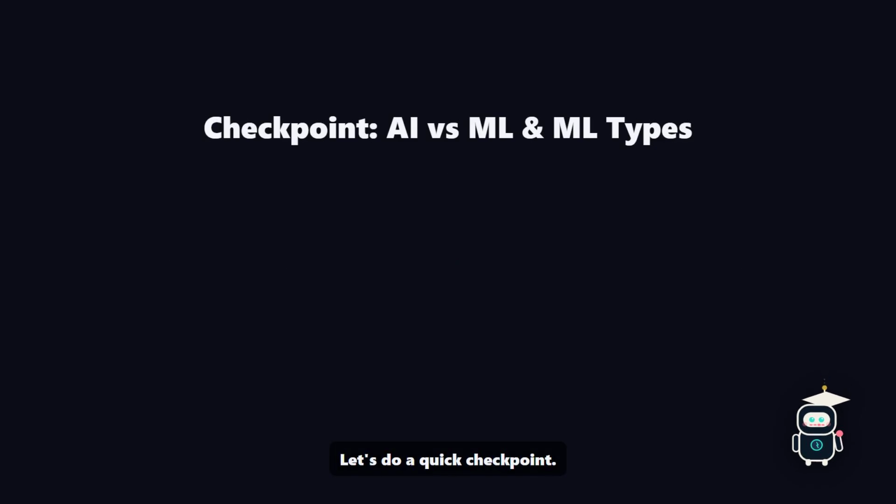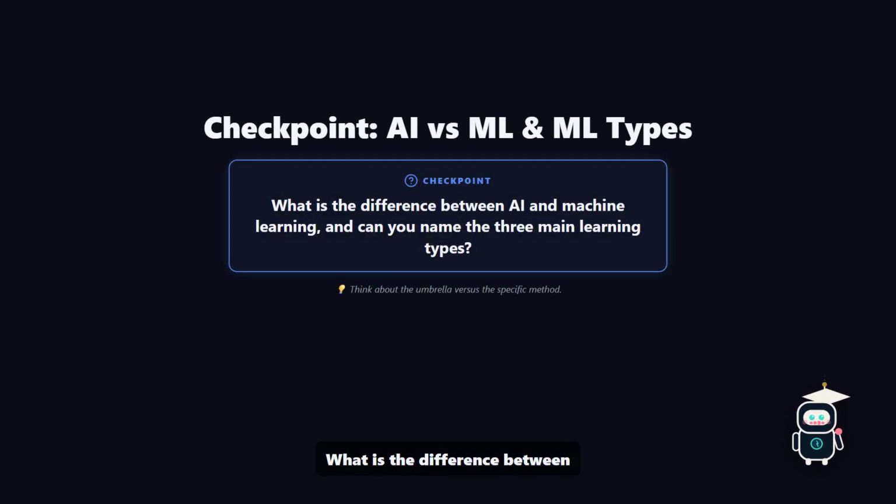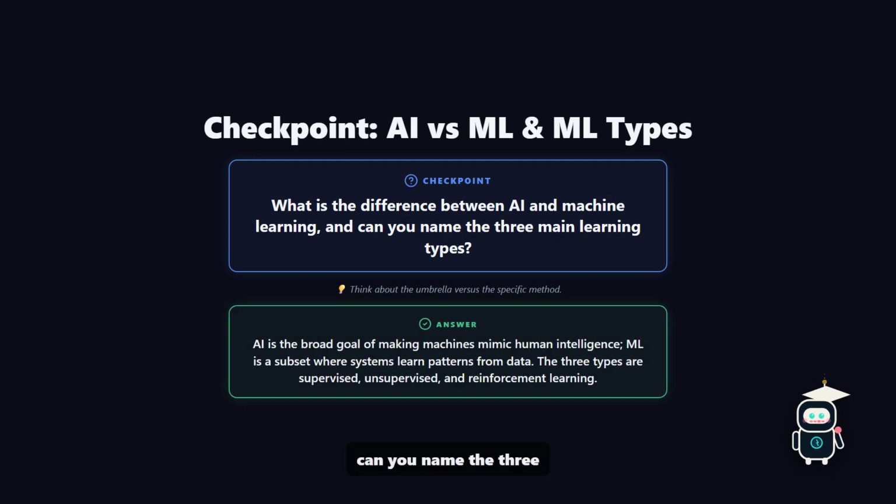Let's do a quick checkpoint. What is the difference between AI and machine learning, and can you name the 3 main learning types?